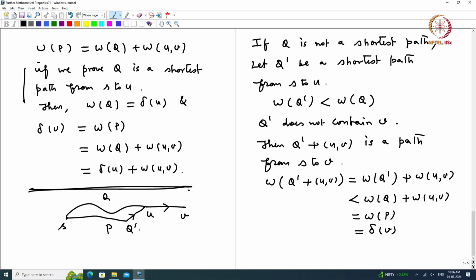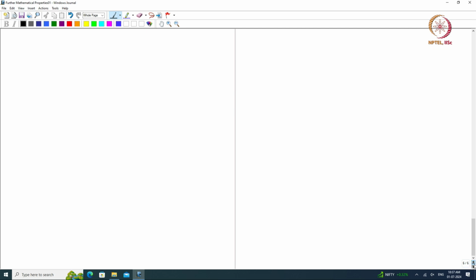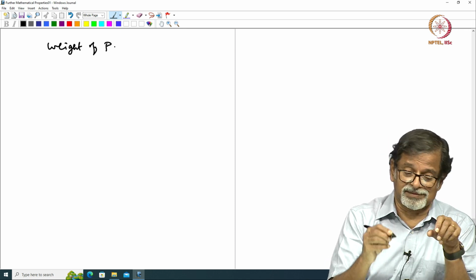So, I have a path from S to V, its weight is smaller than delta v, that is, Q dash plus uv is a path from S to V with weight smaller than weight of P. P is the shortest path. You cannot have a path shorter than that. This is a contradiction.